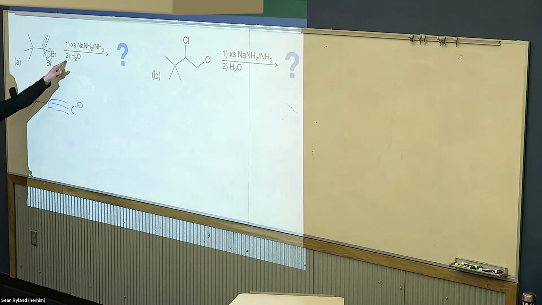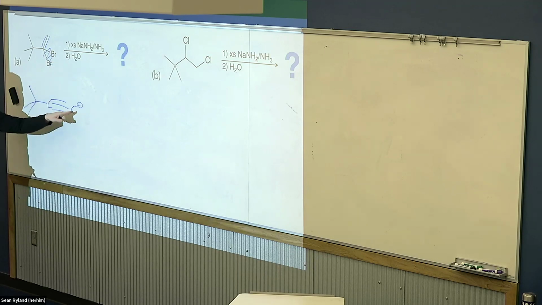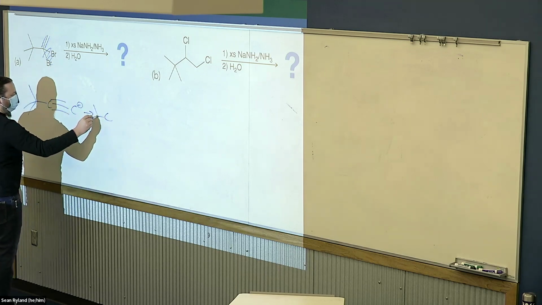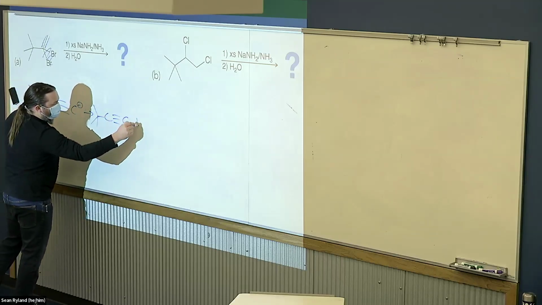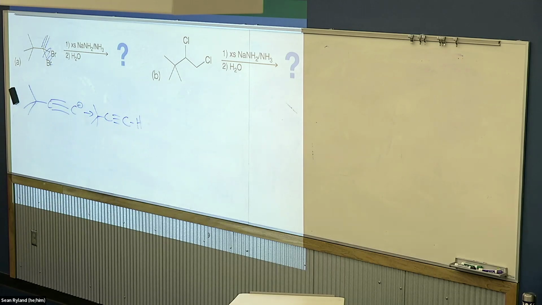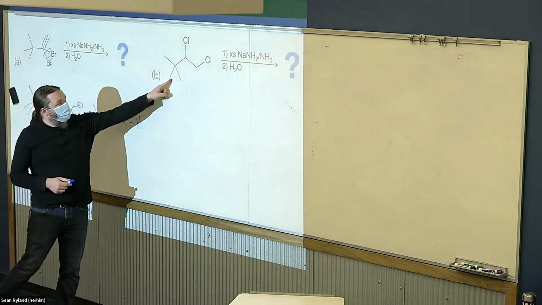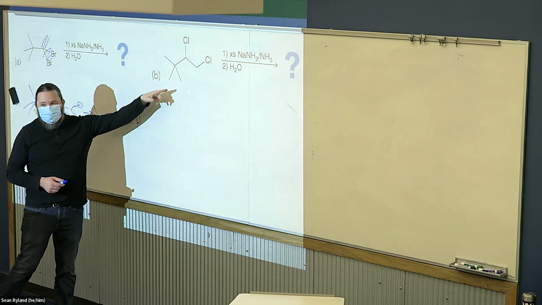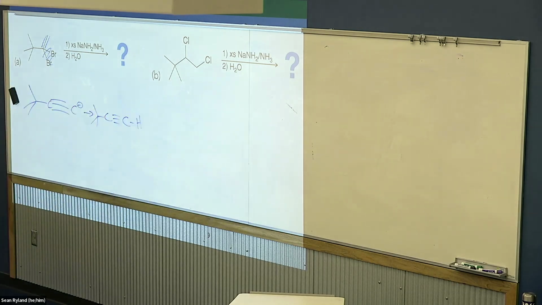And then our second step is we just added water. The water is not going to act as a nucleophile in this case because we actually have an abundance of electrons. We don't actually have a good target for a nucleophile. It's just going to be a proton source. So we're just going to protonate. And I believe this gives us the same molecule, doesn't it? 3,3-dimethyl-1-butyne. Yeah.